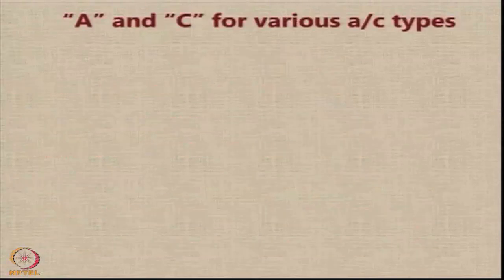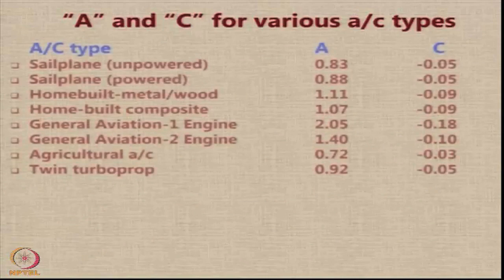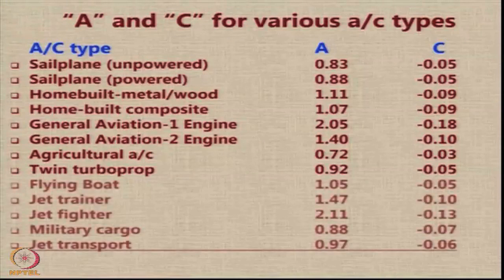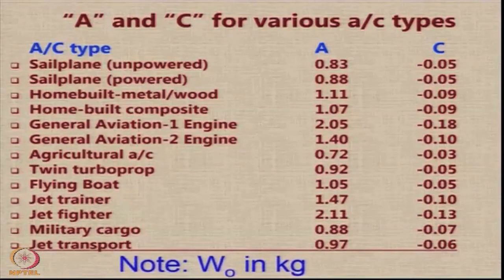The values of A and C for various aircraft types have been specified by Raymer in his textbook. So, he categorizes the aircraft type under these various categories, and for each of these categories, there are suggested values of the coefficients A and C to be used. Please note that these values are to be used when the gross weight is in kilograms. There is a separate set of values which are specified in the textbook when the gross weight is in pounds. Okay.